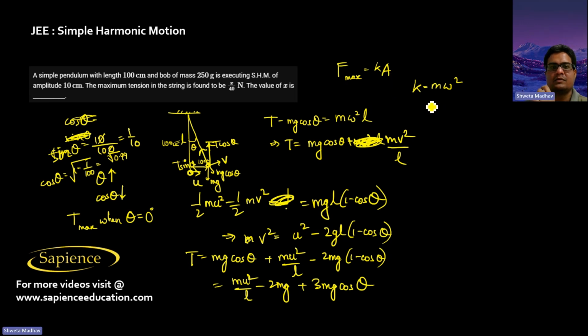K is equal to m omega square. M into root omega square is g by L. So mg by L is mg by L. So therefore, the maximum force will be mg by L into a.